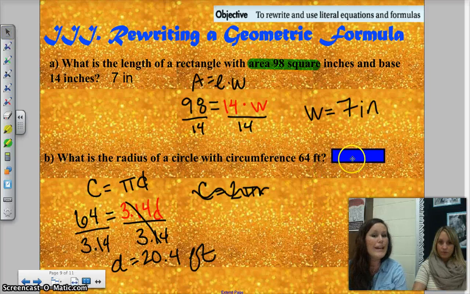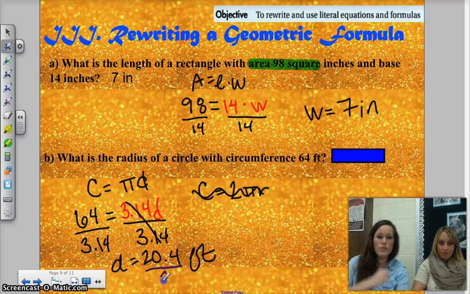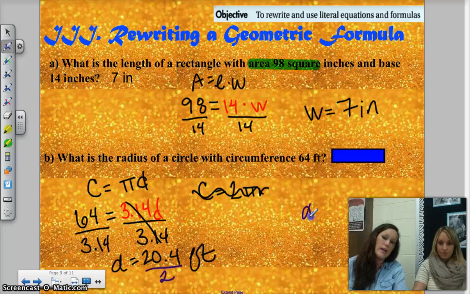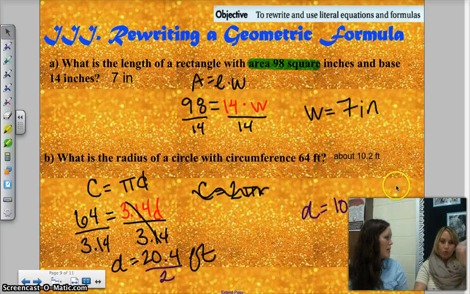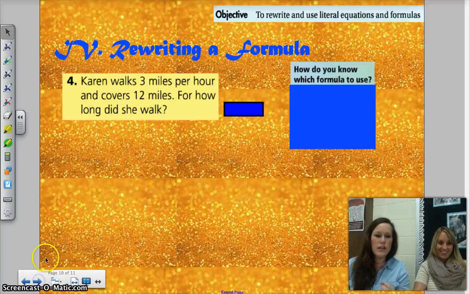Now, guess what? This is asking me for radius. I have a diameter. So I need to divide that in half by 2, because radius is half of diameter. All of this stuff is coming together so beautifully. 10.2 feet. We got it. Yes. Okay. All right.